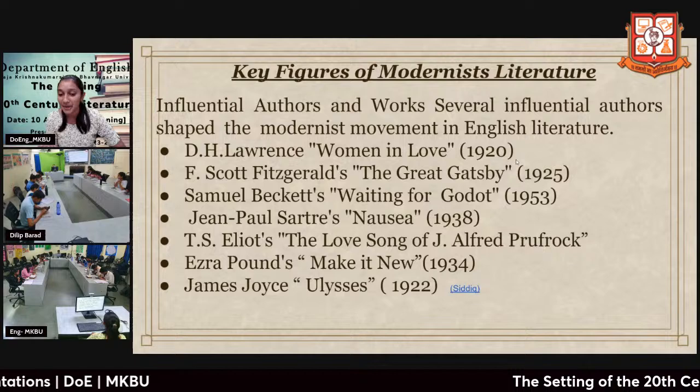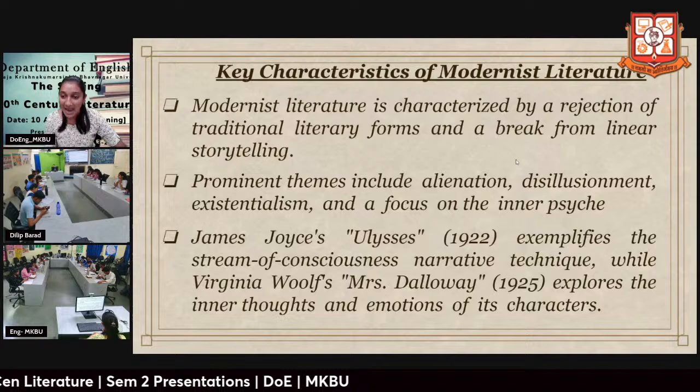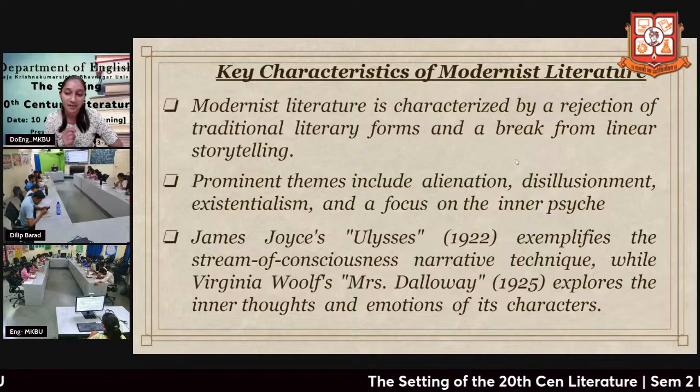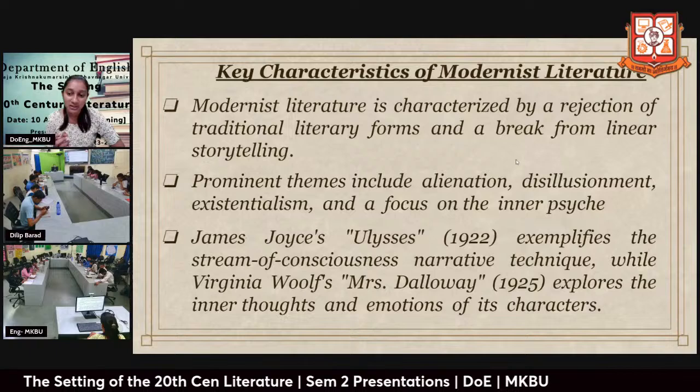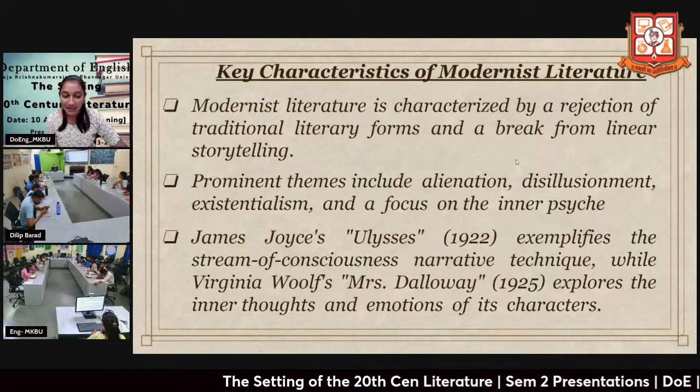Now the key characteristics of modernist literature. Modernist literature is characterized by rejection of traditional literary forms and a break from linear storytelling. Prominent themes in 20th century modernism are alienation, disillusionment, existentialism, and focus on the inner psyche. These are the significant themes which we find in modern literature. James Joyce's Ulysses exemplifies stream of consciousness narrative techniques, while Virginia Woolf, Mrs.